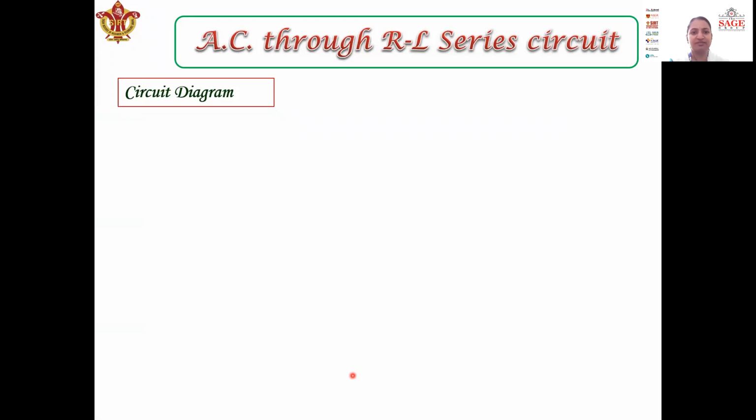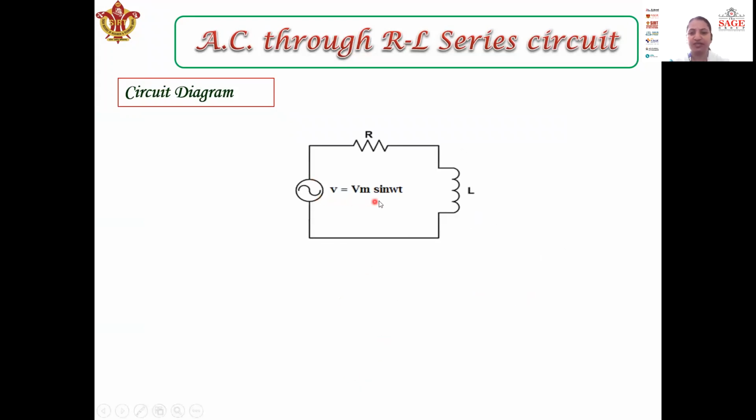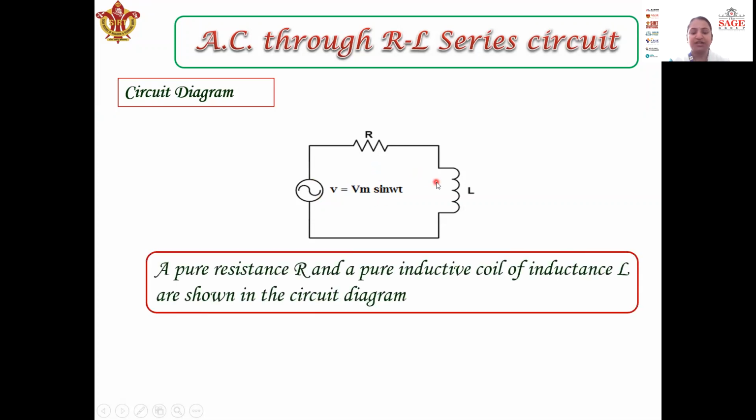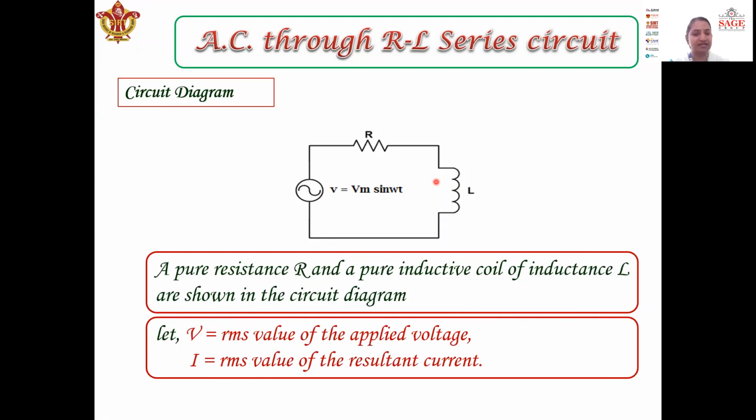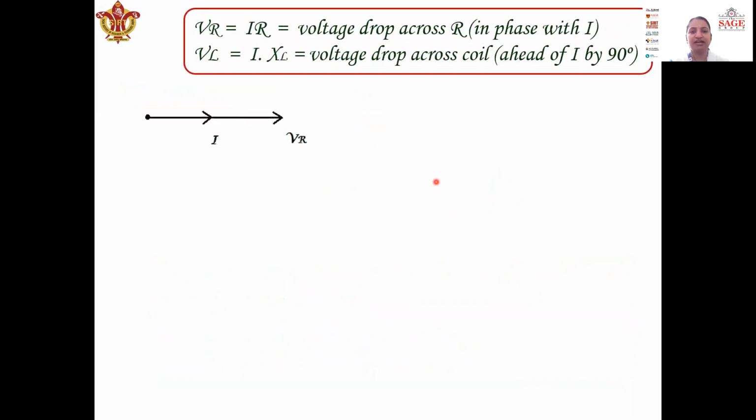So, this is the basic circuit diagram. We have an AC voltage source, V equals Vm sin omega t, and resistance R and L in series with each other. A pure resistance R and a pure inductive coil of inductance L are shown in the circuit diagram, where capital V is the RMS value of the applied voltage and capital I is the RMS value of the resultant current. VR is the voltage drop across the resistance as shown in the diagram, and VL is the voltage drop across the inductor. Now let's discuss the formula and phasor diagram.